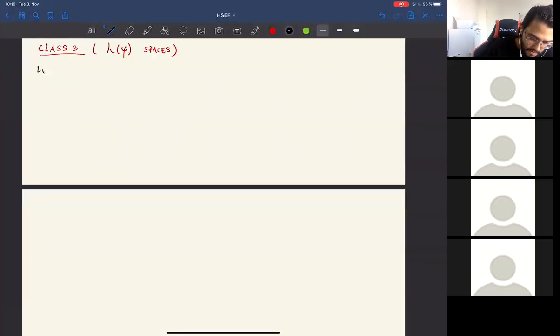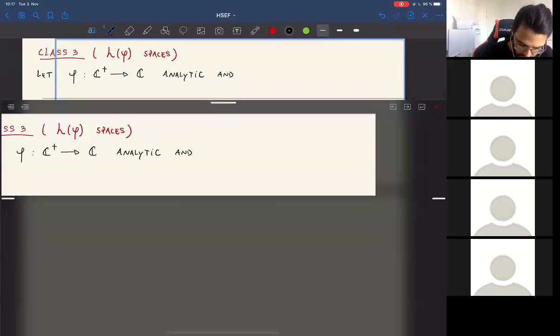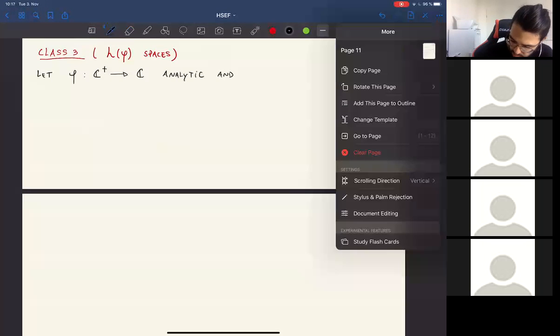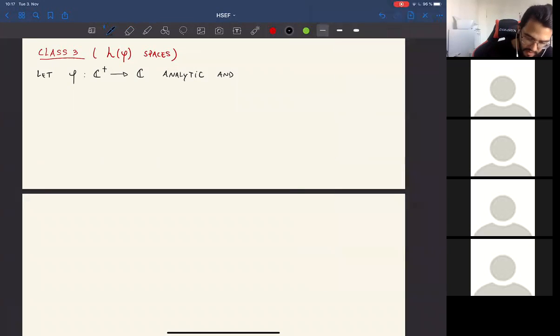So let phi be some function from the upper half plane to the complex numbers, which is analytic, and has real part greater or equal to 0 in the upper half plane. Okay, great. So we know what the function is.